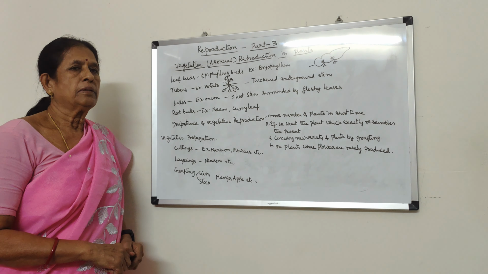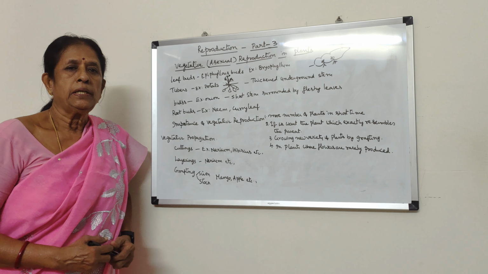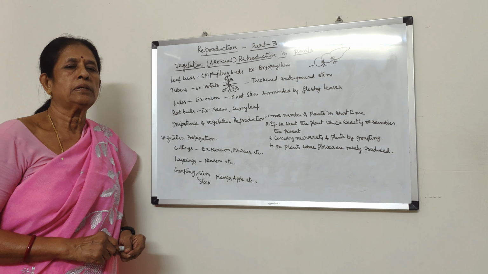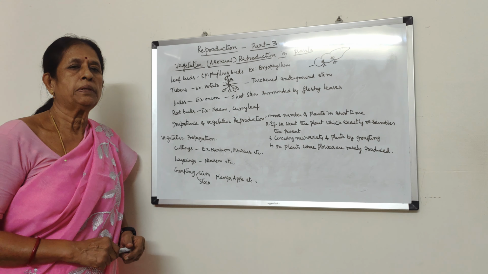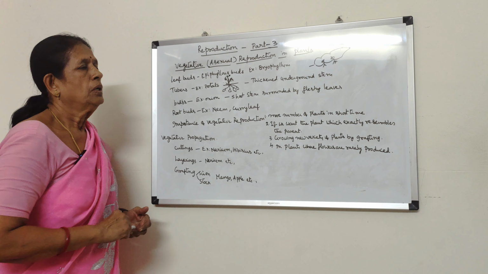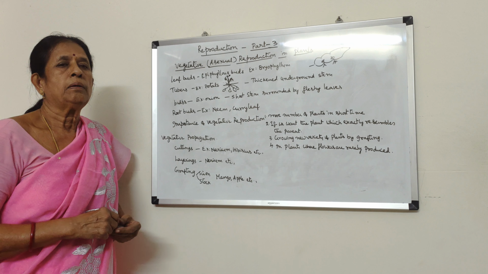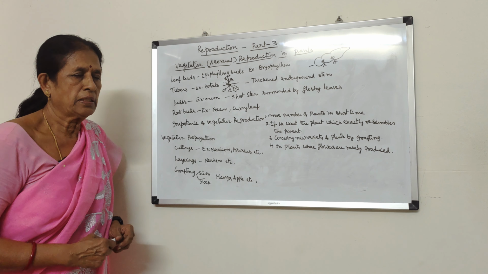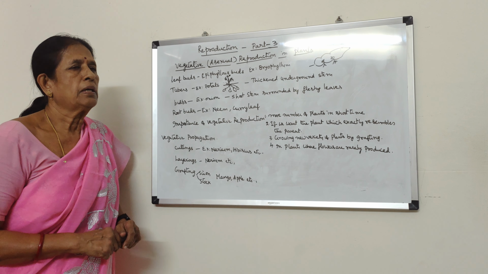Good afternoon, students. After studying the process of asexual reproduction in lower organisms like unicellular organisms and certain fungi, we can see how in higher plants the process of asexual reproduction takes place. So, in higher plants, what happens?